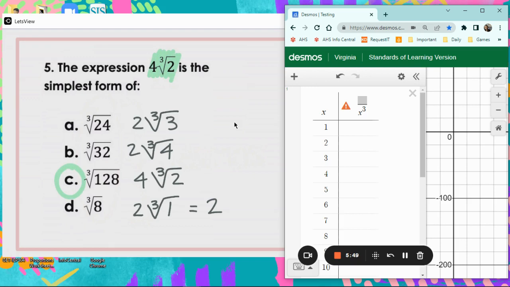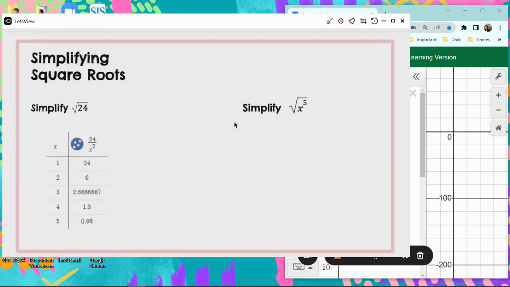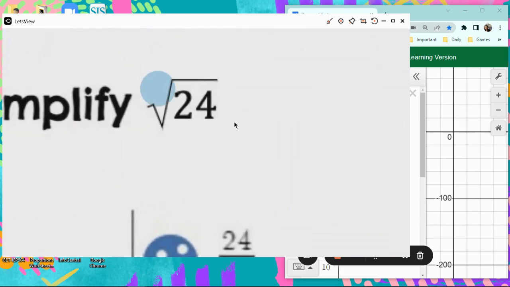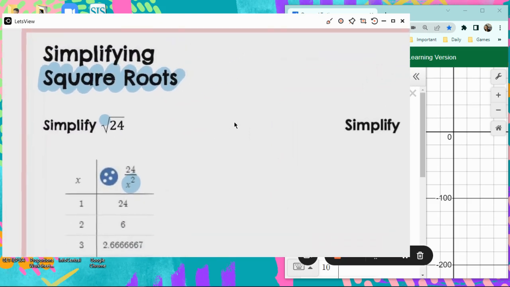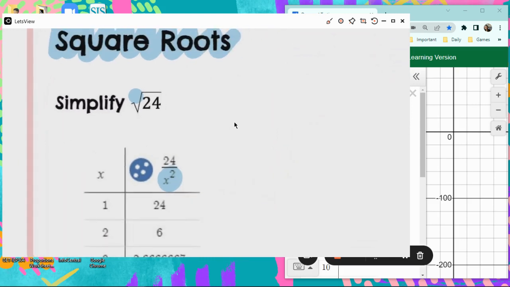All right. So the next half of today's lesson is going to be about square roots. So square roots are the exact same idea, except square roots, as you can see, there is no number here because we use this so often. Writing the 2 would be annoying, so we just don't do it. The biggest change is in your table in Desmos. For a cube root, remember this was x to the 3rd. For a square root, it's going to be x to the 2.